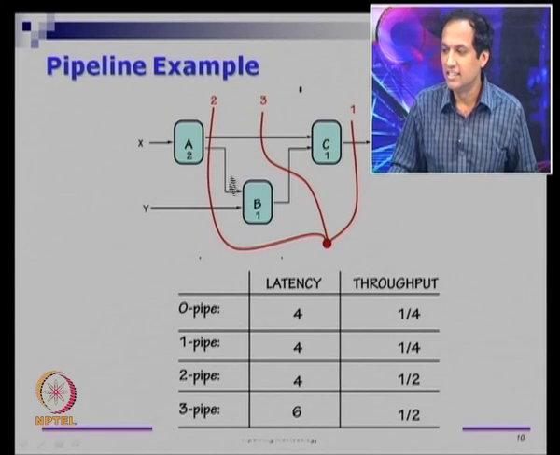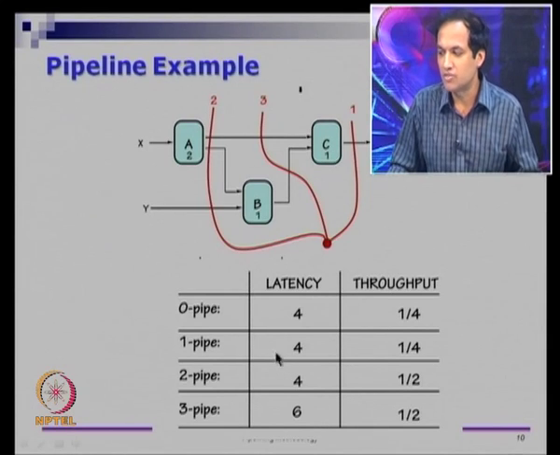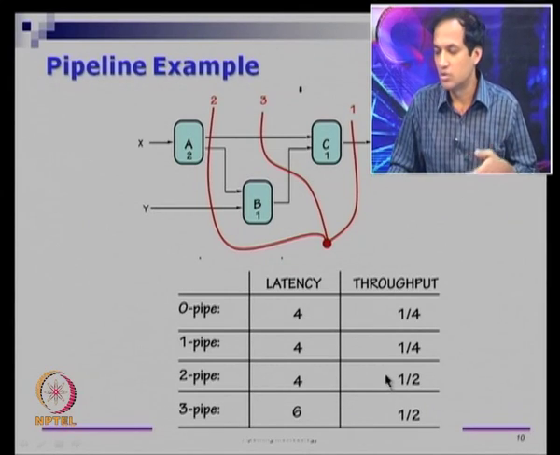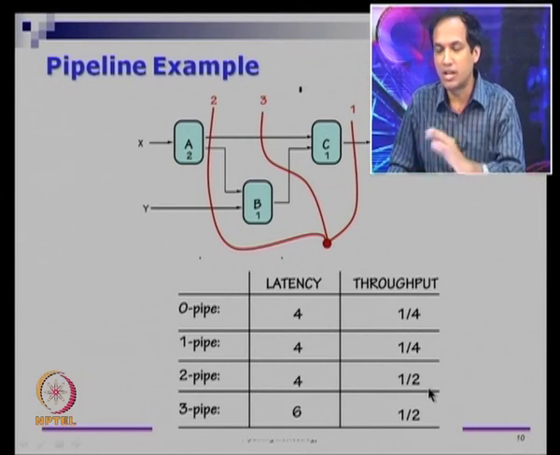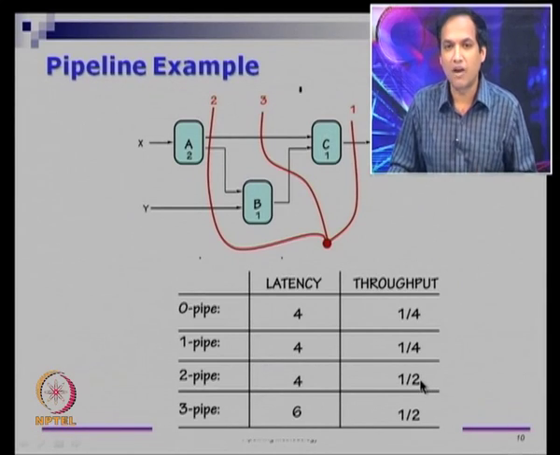If I make a two stage pipeline, so if I put a flip flop here in the two stage pipeline, this will take 2 time units. So, the latency is 2 plus 2. So, the latency is 4 time units, but the throughput is now better. So, every 2 time units, there is one input processed, so it is half a time unit per input.